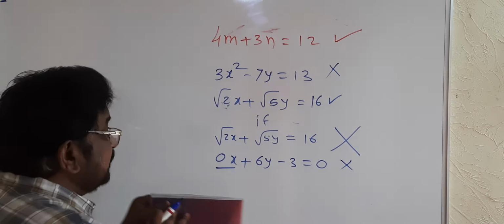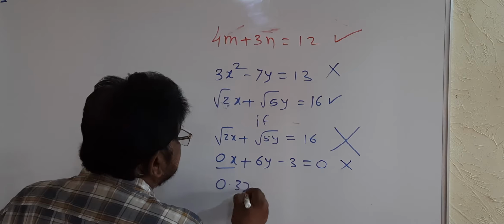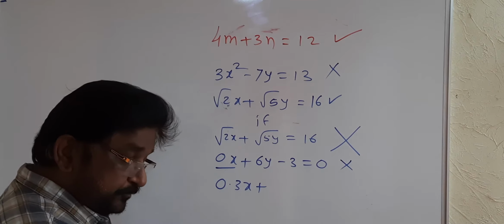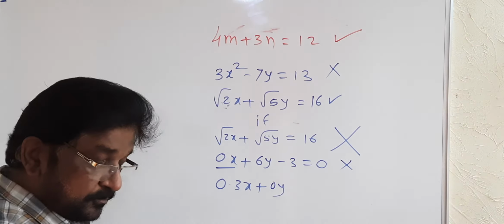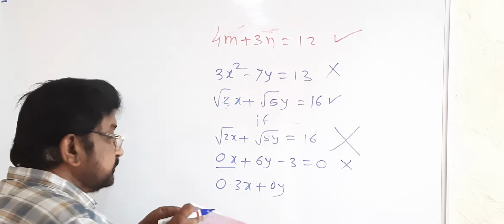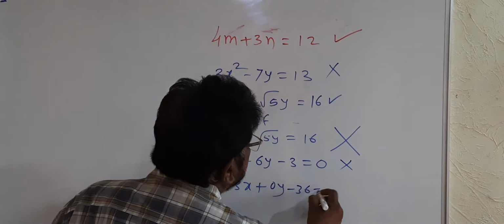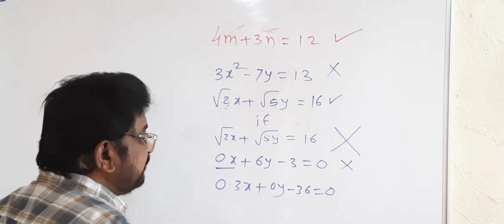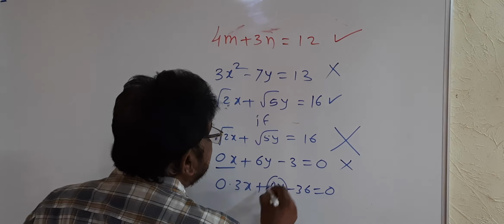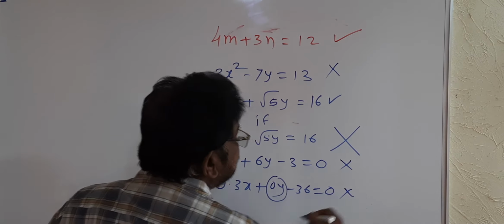Next is this, which is also not an equation with two variables, since the middle one has become 0.